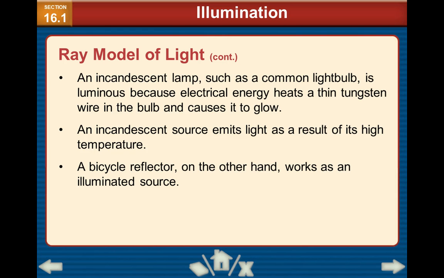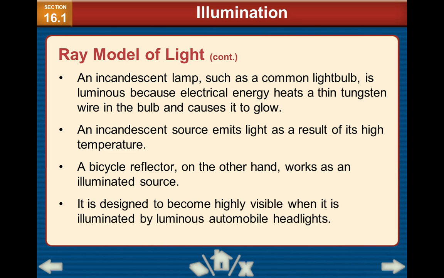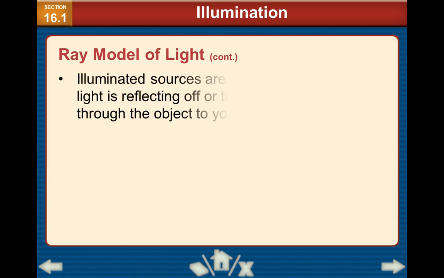So again, with our lights, an incandescent light actually produces light. A bicycle reflector just collects light and reflects it back. When you come up behind it and your headlights hit somebody riding a bike, and their reflector on their bike, it almost looks like it's lighting up and illuminating light. It's actually simply reflecting light back at you.